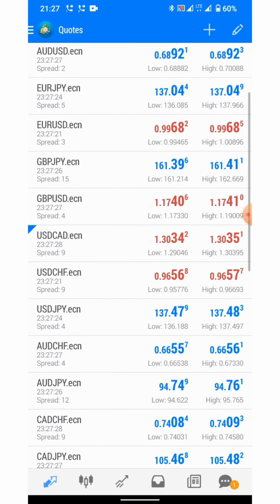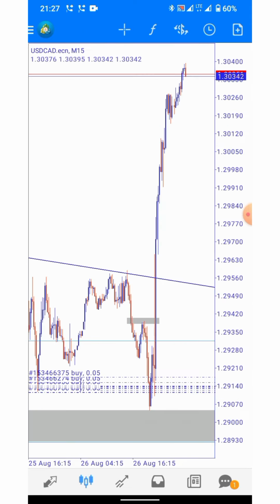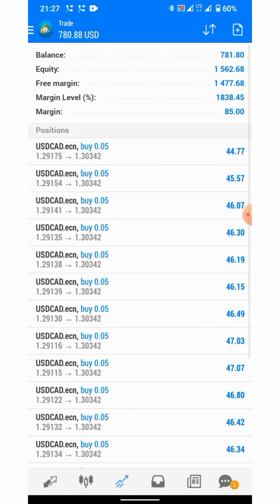This very moment, I want to walk you guys through USD CAD and some other pairs that I traded today. As you can see, I'm currently floating about $800 or thereabout. So let us start.